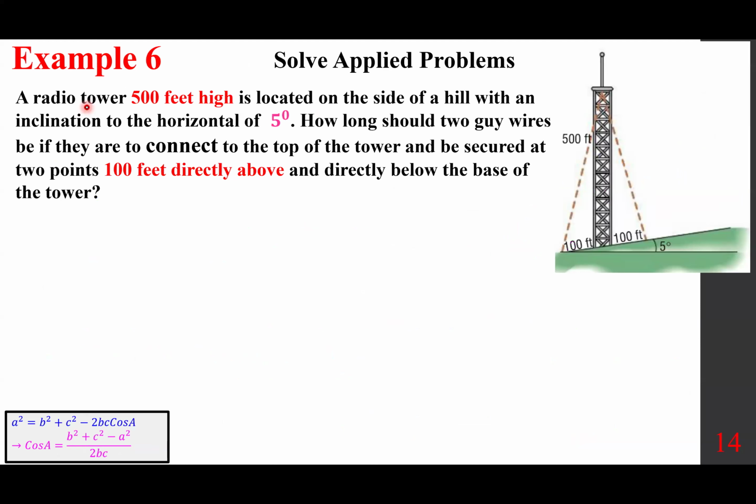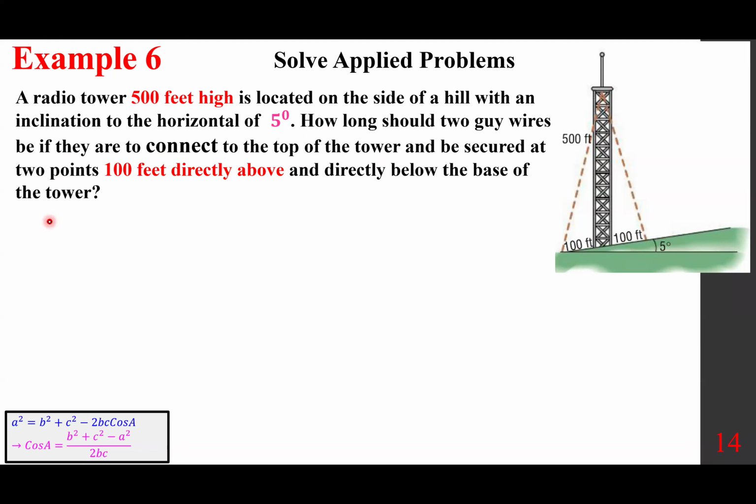A radio tower 500 feet high is located on a side of a hill with an inclination to the horizontal of 5 degrees. So it's a 5-degree inclination. How long should two guy wires be if they are to connect to the top of the tower and be secured at 2 points 100 feet, each one 100 feet away, directly above and directly below the base of the tower?